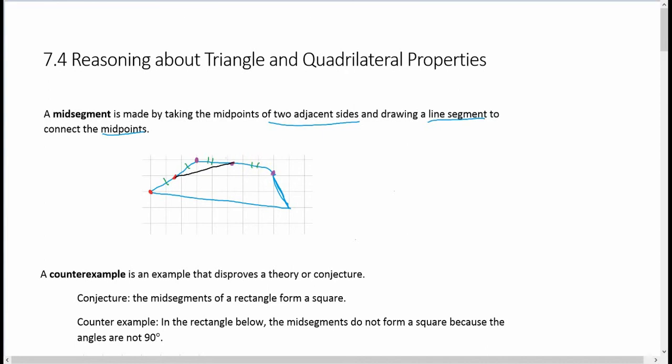We could continue to do this for all of the sides of this quadrilateral. We can continue to find the midpoint and the other midpoint. And draw all the midsegments inside the quadrilateral. Notice how it also formed a quadrilateral?